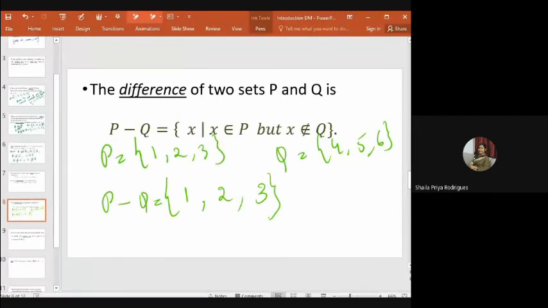Wait, let me answer Hafel's question. Wait, do not put up anything in the chat. Let me answer Hafel's question. 1, 3, 4, and 5 is P. And Q is what? 3 and 4. So 1 is an element of P but not an element of Q, so 1 can be put here. Just exclude the 4 and 3. Remove these 4 and 3 from P and put the rest of the elements of P here. So 1 and 5. Yes, 1 and 5 is the answer.